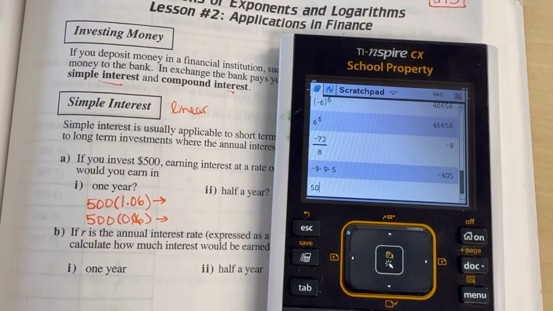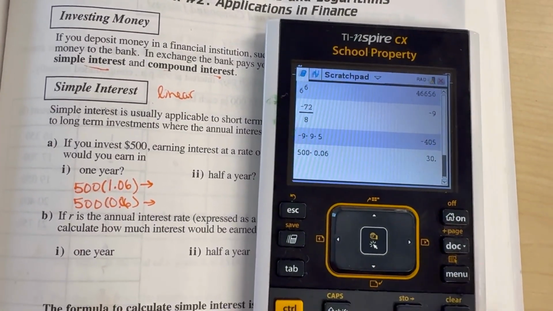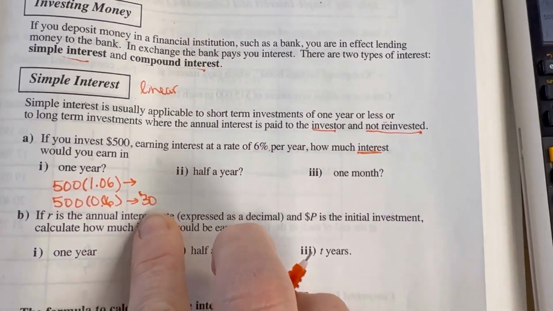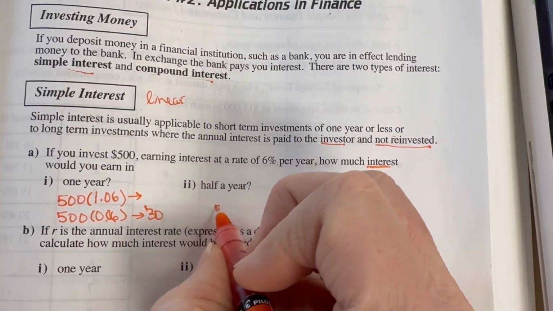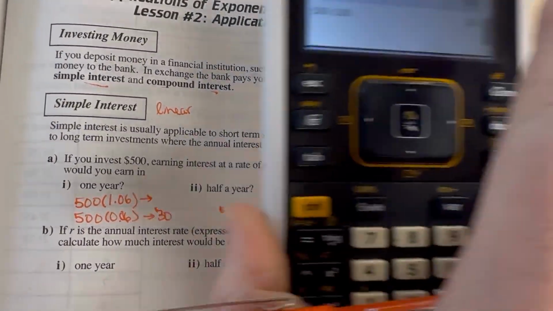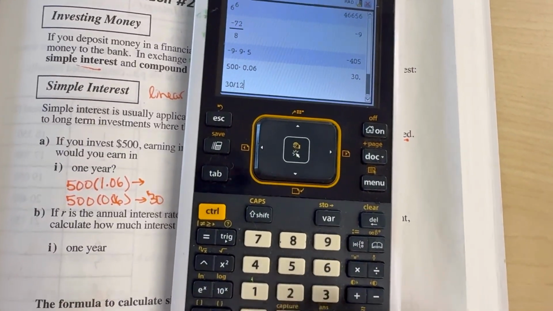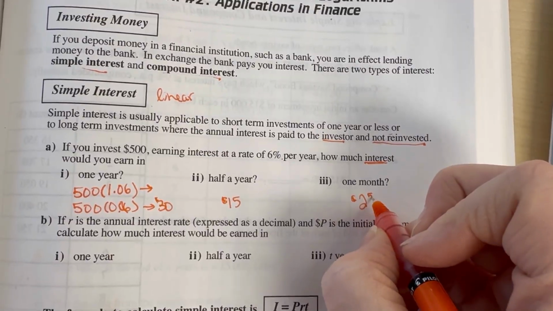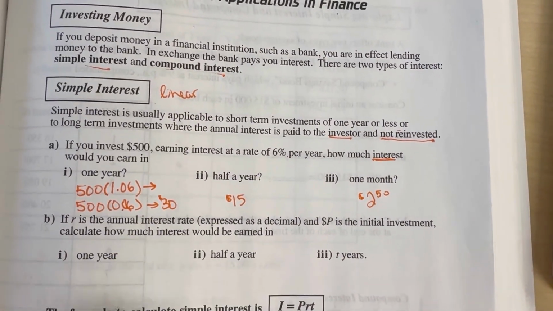And so 500 times 0.06, so $30. So you would earn $30 in a year. Half a year would be $15, and in 1 month, that'd be 30 divided by 12. So 30 divided by 12, a whole $2.50. Okay, not exactly raking it in.